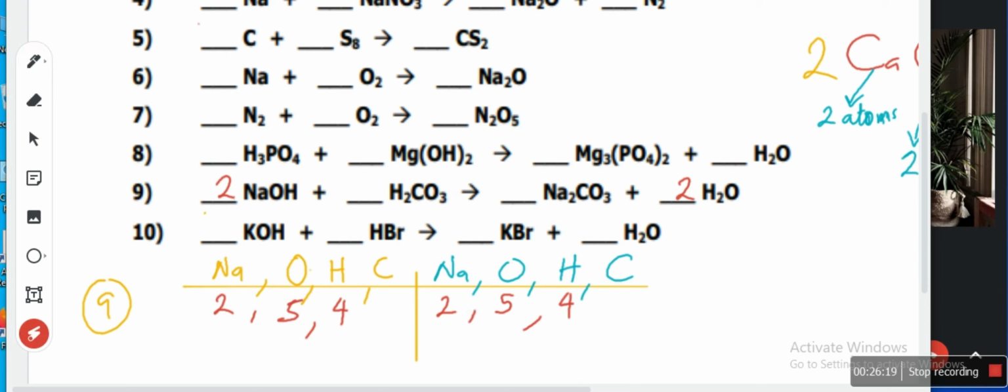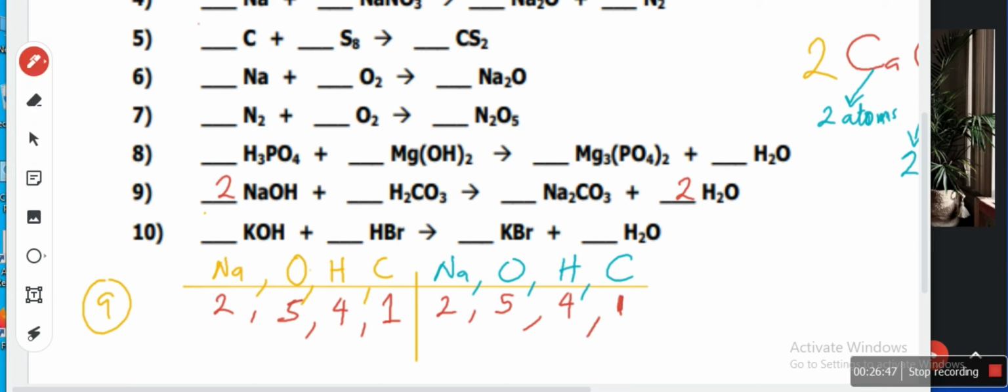The final work we have is carbon. Let's see how many carbons we have here. Carbon is 1 here, only 1 atom. And then that's on the reactant side is only 1. So we write 1. On the product side, we also have only 1 carbon. So we also write 1.